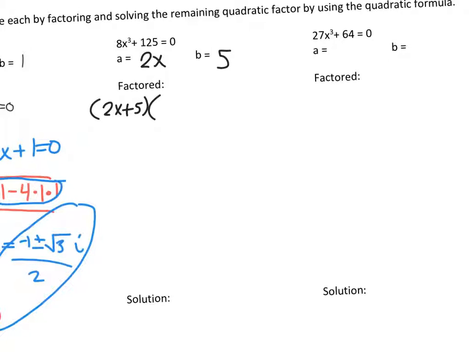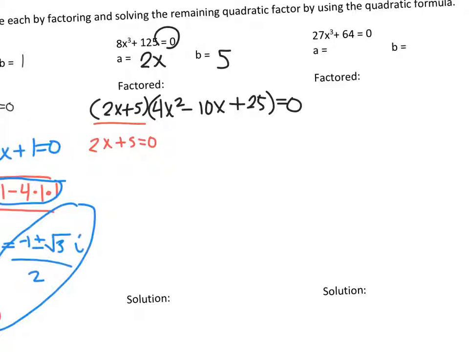So it's a plus b, and then it's a squared. So it's going to be 2x squared, which is 2x times 2x. So that's going to be 4x squared, minus ab, so that's 10x, plus b squared, which is 25. Equals 0, because it's an equation. So now I'm going to use the zero product property and do 2x plus 5 equals 0. So this will be x equals negative 5 halves. So one solution is negative 5 halves.